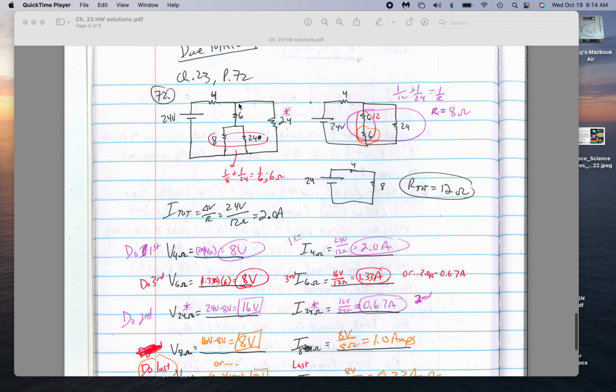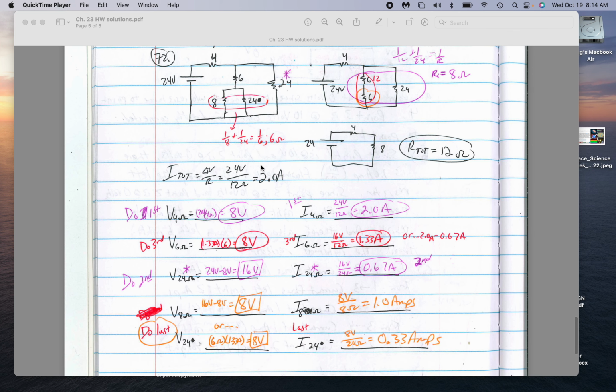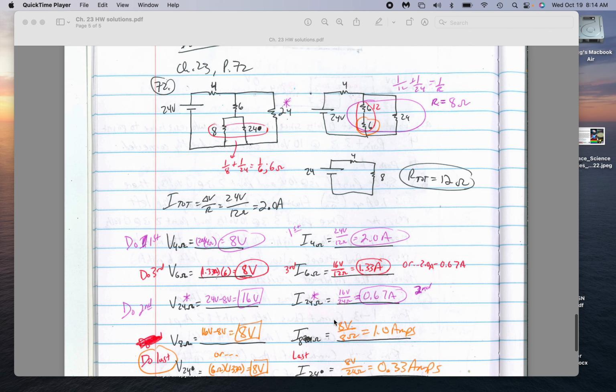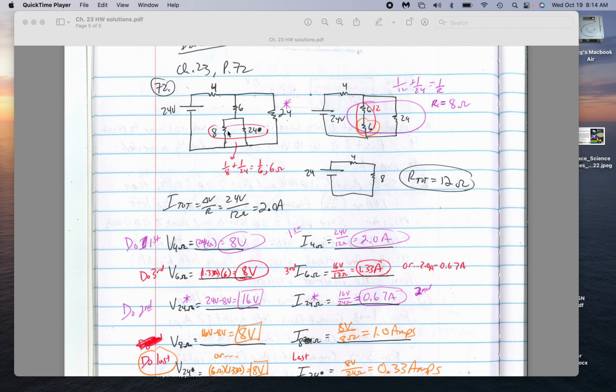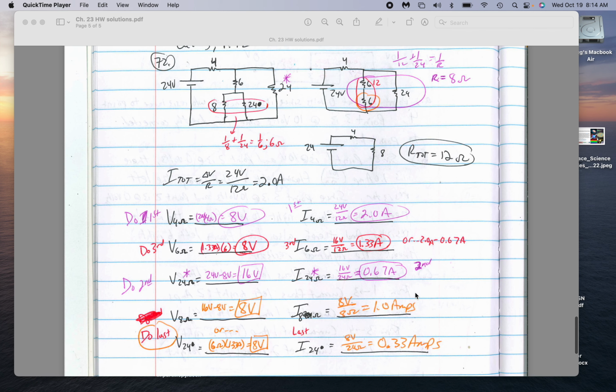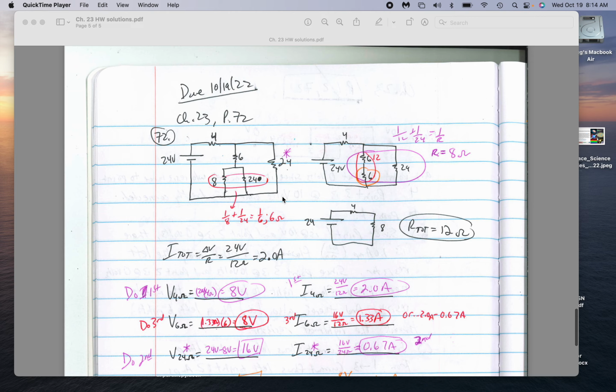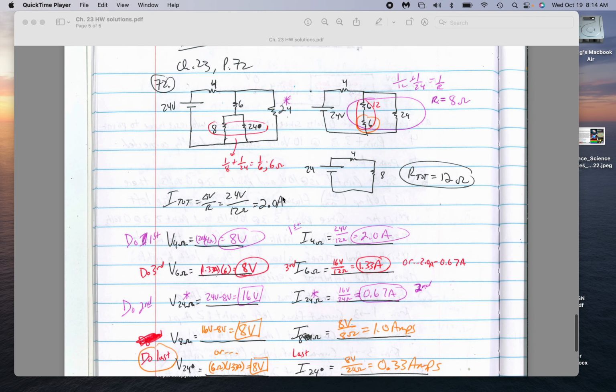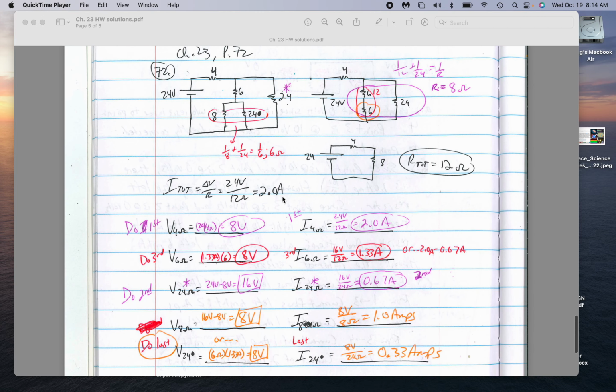I already used up 8 volts here, so 16 minus 8 gives me the voltage across either of these, which would be 8 volts. So the current is going to be 8 volts divided by 8 ohms for this path, and 8 volts divided by 24 ohms for this. Notice that those two add up to 1.33 amps, which is the total we said we had going through the 6 ohm resistor. So it's a lot of logic and back and forth and zooming in and zooming out, but that's a really good Ohm's law problem.